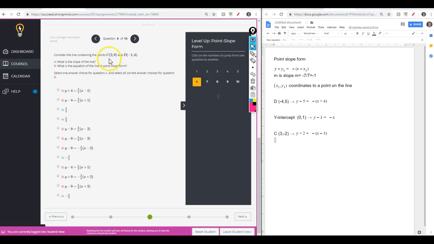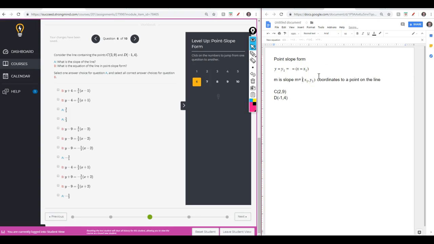Okay, since they did not give us a graph, we cannot see any other points on this line yet unless we were to draw it out. So there are going to be two options for question B because we have the point C at (2, 9) and the point D at (-1, 4). So let's go back through and find our slope.